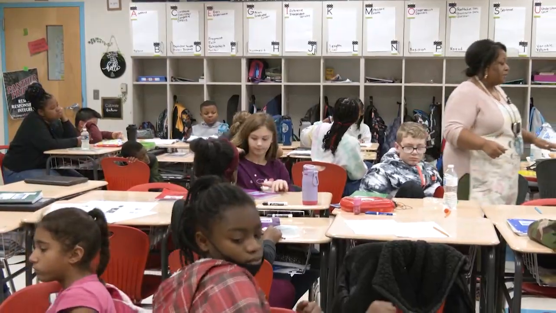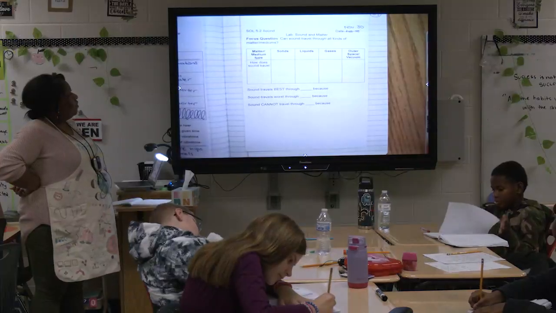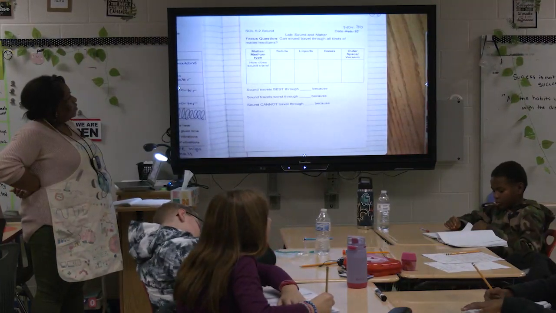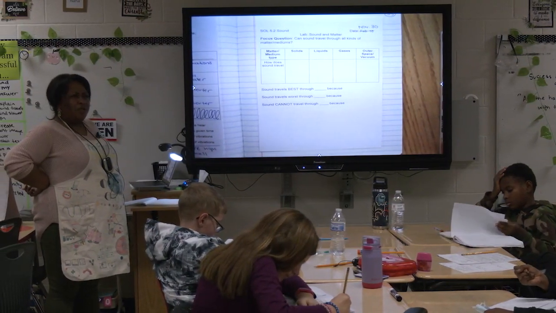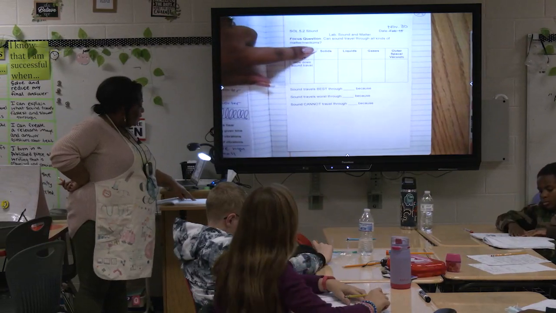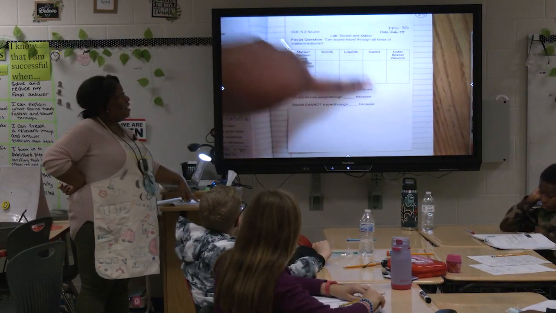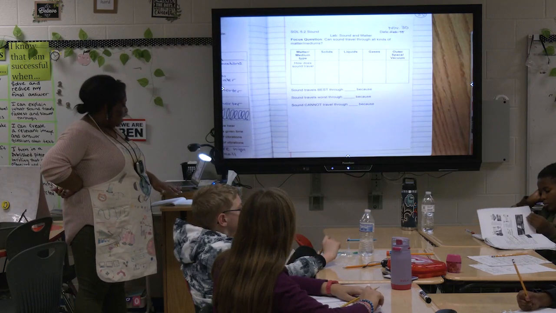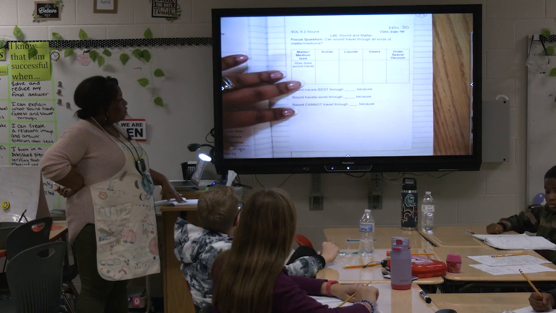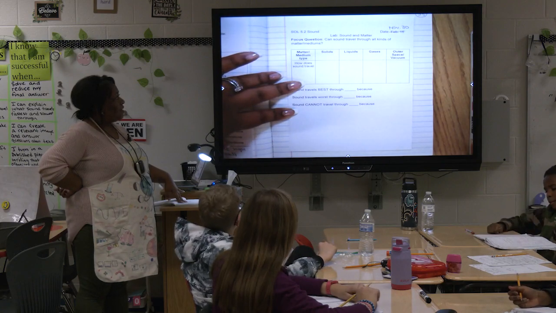Let's take a look at our sheet. It says, focus question, can sound travel through all kinds of matter or mediums? And then we said, what are mediums? Those are solids, liquids, gases, and then we'll even talk about outer space, if sound can travel in outer space. And then we'll answer what it can and can't travel through, what it travels best through, things like that.